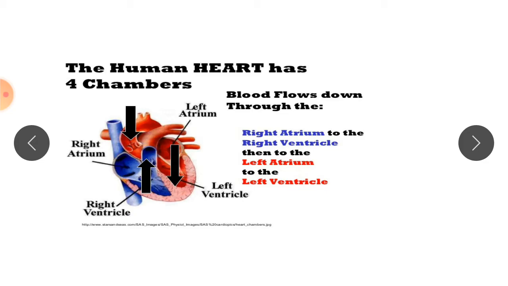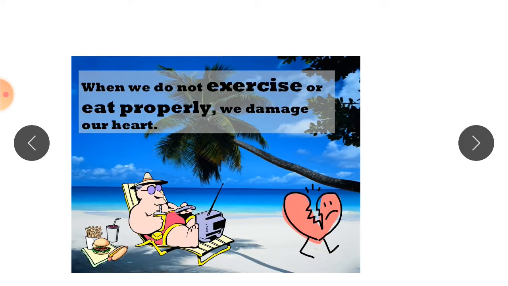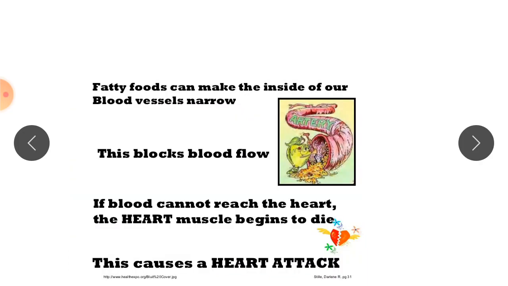Again I'm going to repeat: blood flows down through the right atrium to the right ventricle and then the left atrium to the left ventricle. Students, if you do not exercise or eat properly, you can damage your heart and body cells. So we need to eat properly, and we should walk, and we should try to exercise. At least we should walk. So this is also a type of exercise.